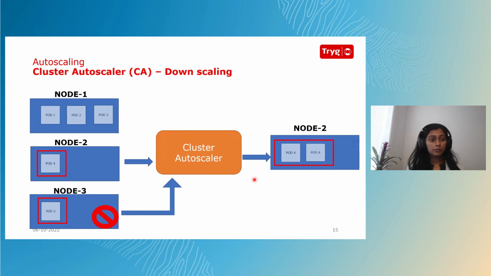Now, scaling down, let's consider that there are two nodes, node 2 and node 3, which have just one pod but are capable of hosting three pods of the same size. In that case, again, the cluster autoscaler senses this, it moves one of the pods to node 2 and then decommissions or marks this node for decommissioning and hence scales down the number of nodes.